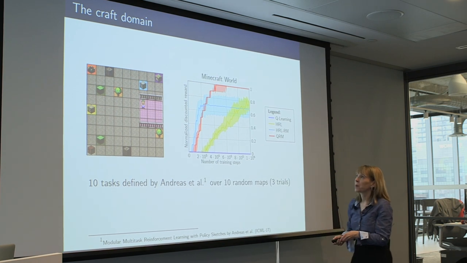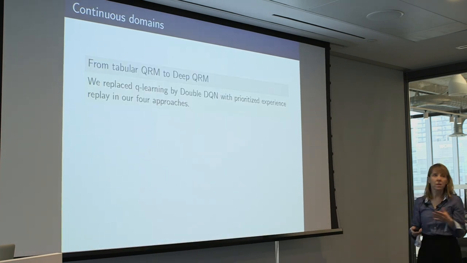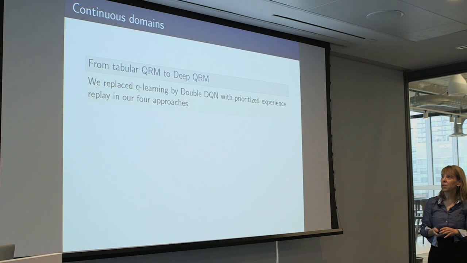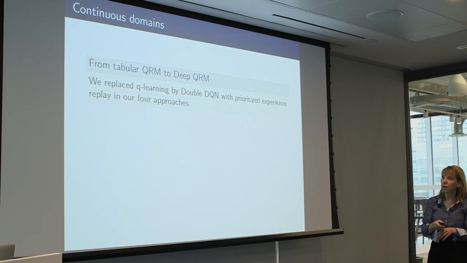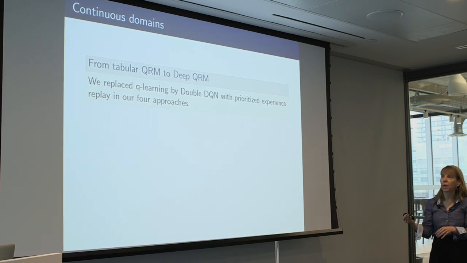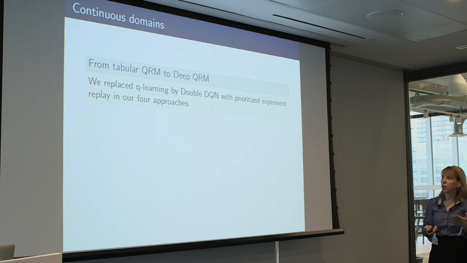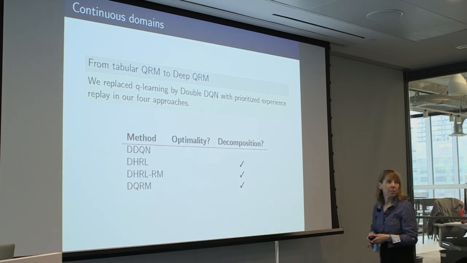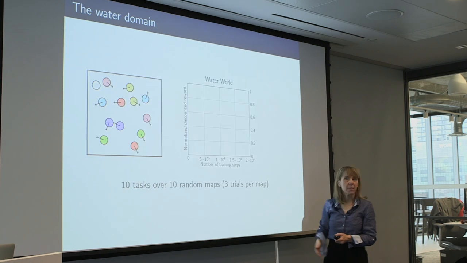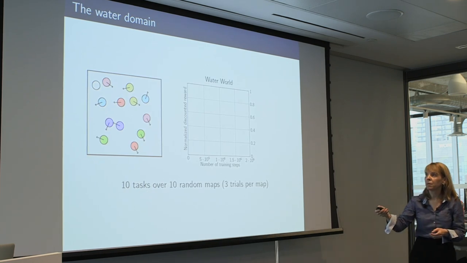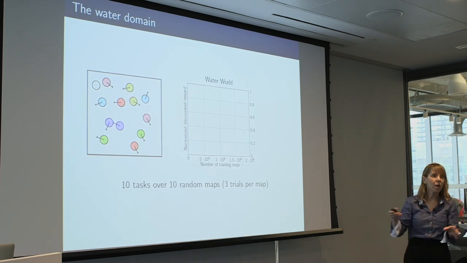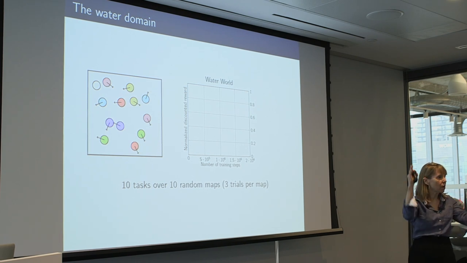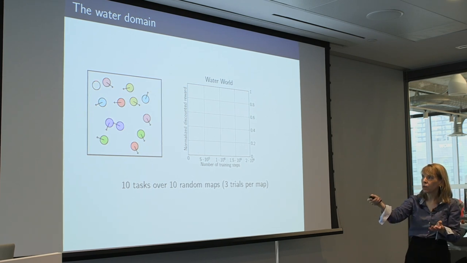It's at the bottom. More interesting, perhaps, is the work on continuous domain. So we went from a tabular QRM to a deep version of QRM. We replaced the Q learning by double DQN with prioritized experience replay in our four approaches. And again, we lose optimality, of course, but we still have the decomposition. And this is, I don't know how many people know this water world domain, but these are balls that are floating around and bouncing off of the walls in the end. We're controlling this little white ball, looks a little bit like billiards.